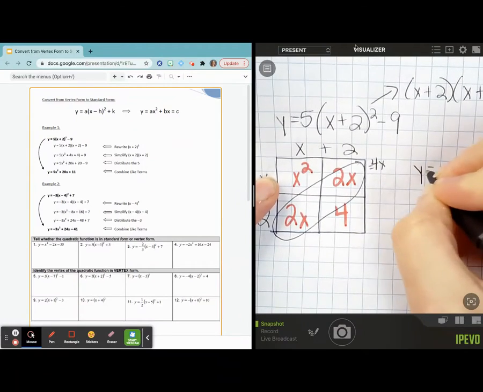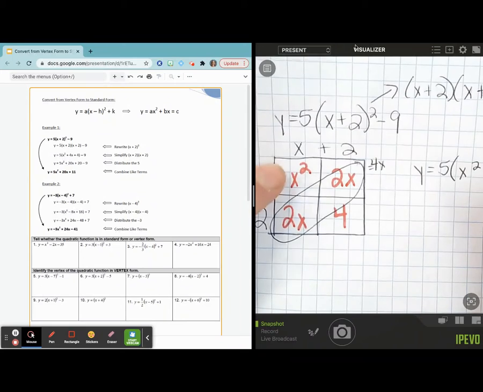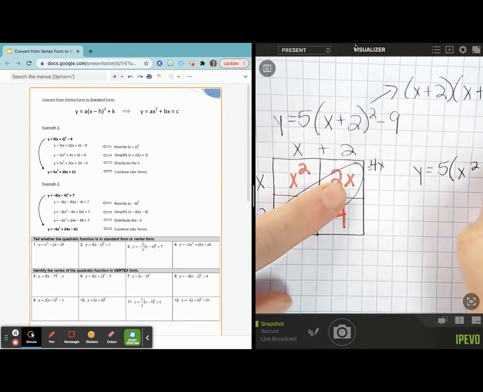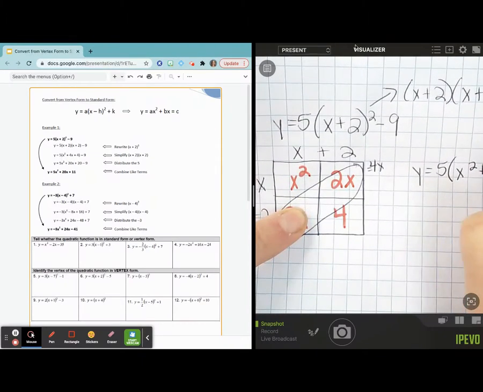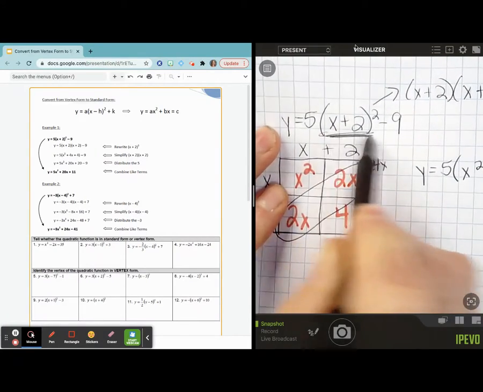So we are going to replace this (x plus 2) squared with what's in this box. So y equals 5 parentheses. Now it's x squared, and that comes from right here. And then plus 4x plus 4. And then we still have the minus 9. So the only thing that we simplified was this.